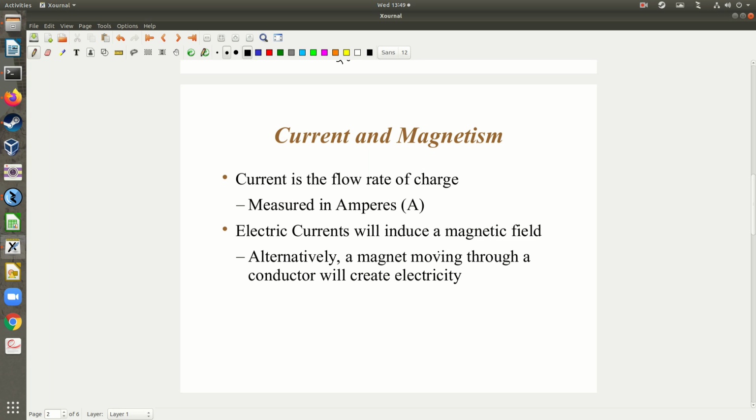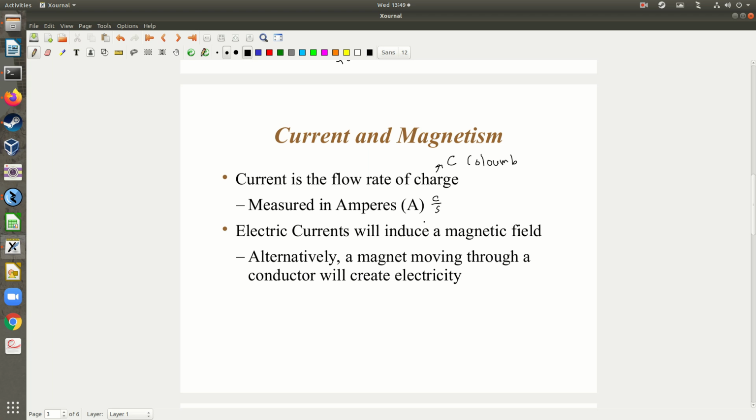Current. Current is the flow rate of charge, and this is measured in amps. And as I mentioned earlier, much earlier, a charge unit is a C, which is known as a coulomb. I believe I spelled that correctly. I'm not good at my spelling. That's the unit of charge, and an ampere is a coulomb per second. So it's telling you how much charge is flowing per second.